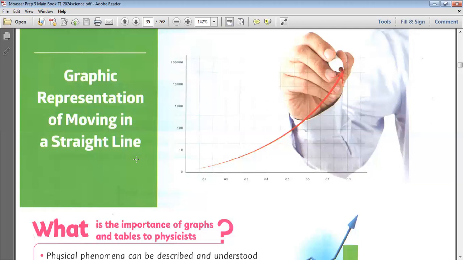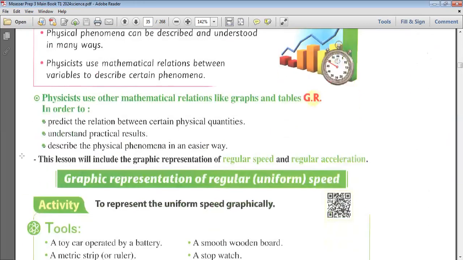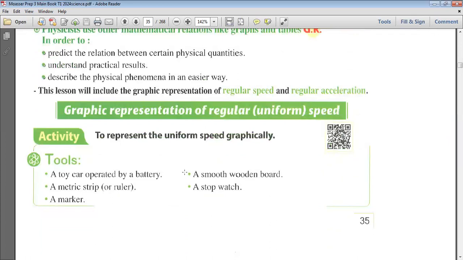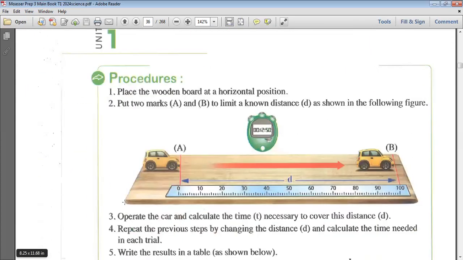Okay, let's try to represent the uniform speed. If you need to draw a graph, we need some data. So we will do an activity to design a table that helps us to make a graph. We have some tools: a toy car, wooden board, ruler, stopwatch, and marker. Let's try to do this activity.